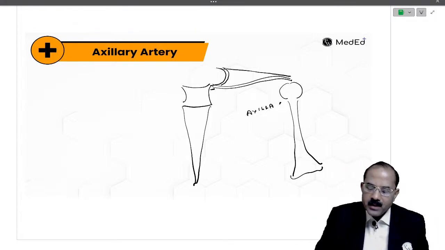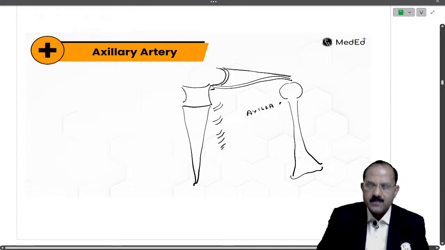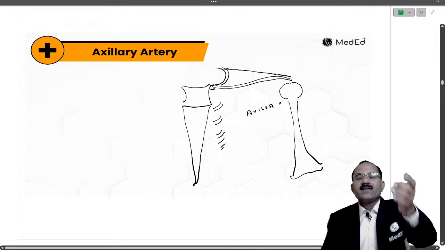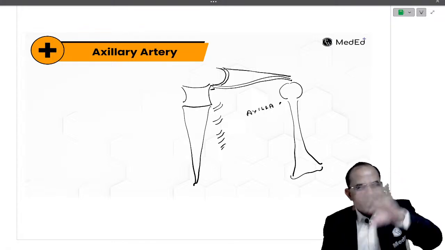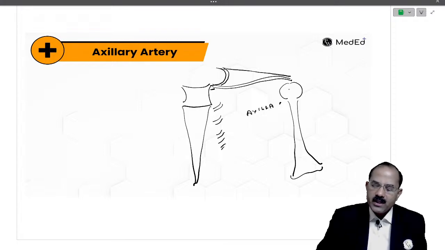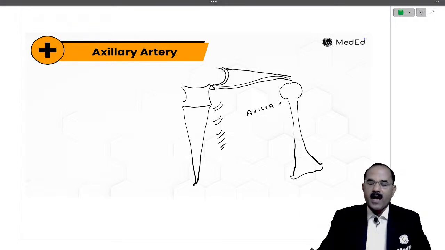The medial boundary of the axilla is formed by what? These are the ribs. And the muscle which begins from the ribs as digitations, what's that? Serratus anterior. So medial boundary is formed by the ribs and the serratus anterior. The lateral boundary is formed by the humerus. So this becomes the axilla.